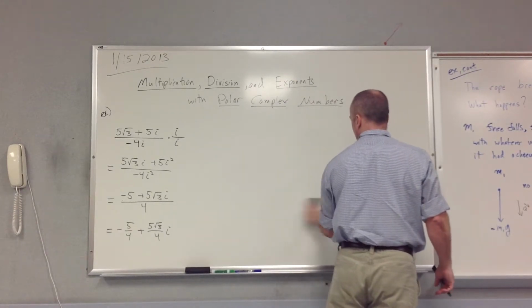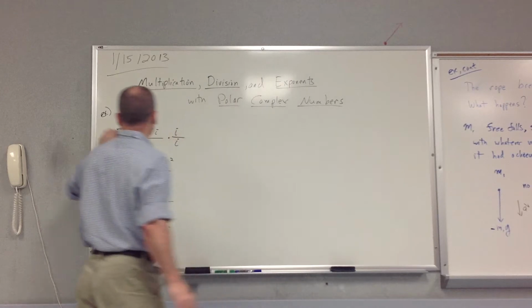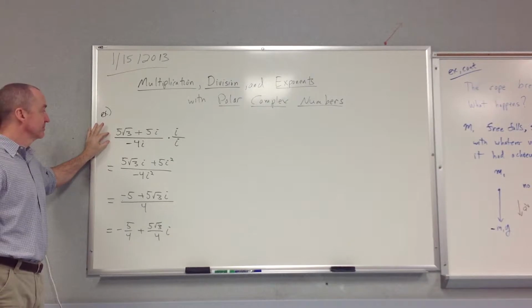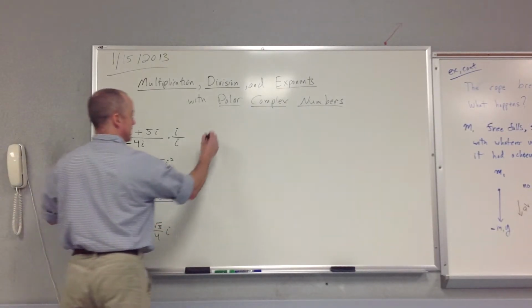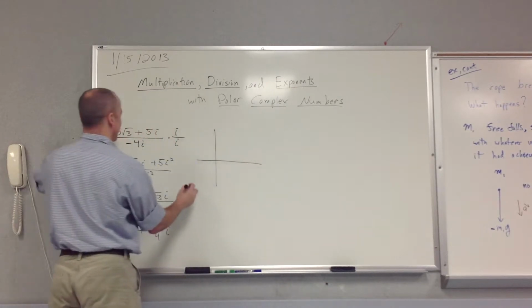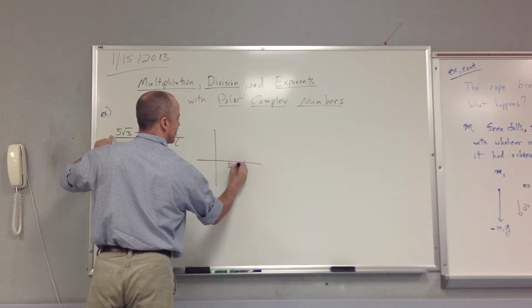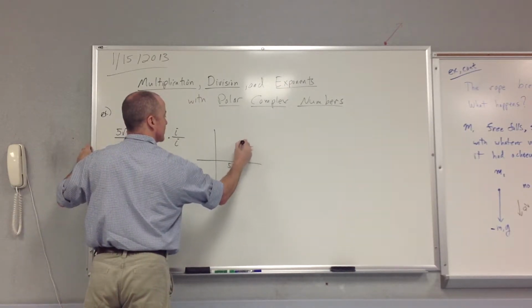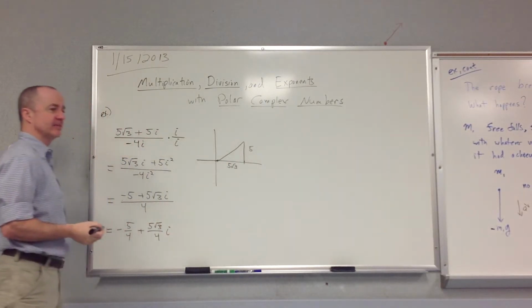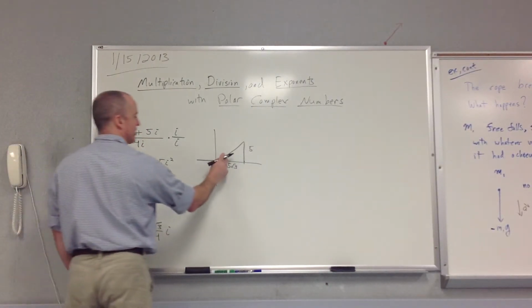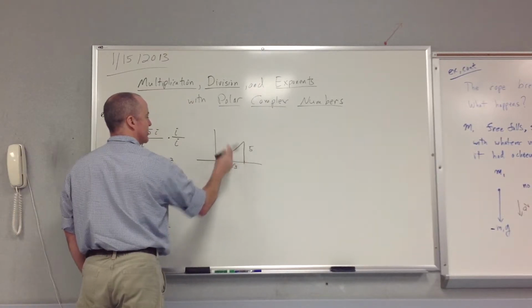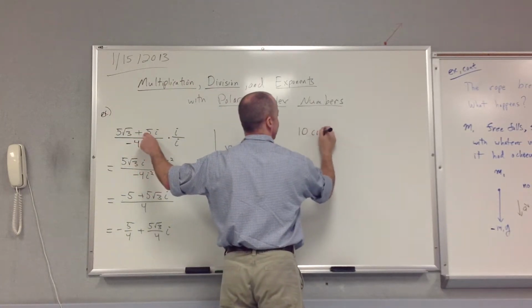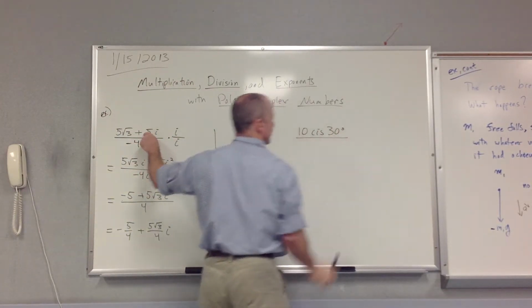Let's look at this as polar complex numbers now. 5 root 3 plus 5i. Can you guys change that to polar form? Let's draw the triangle. If I go 5 root 3 out on the x-axis, and then I go up 5 units, what kind of triangle is that? 30, 60, 90. What's this angle? What's the hypotenuse? 10. So I'm looking here at 10 cis 30.